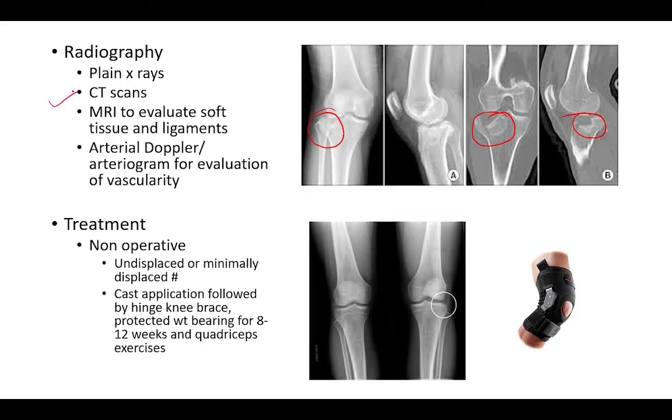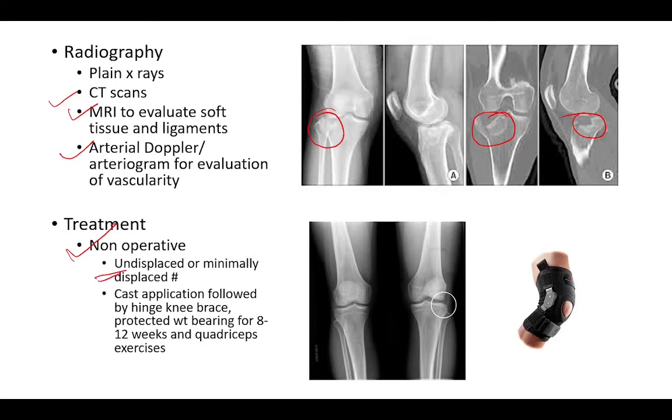CT scans are done to further delineate the bony injury and plan for surgery. An MRI of the knee is done to evaluate the soft tissue and ligaments. An arterial Doppler is done to evaluate the vascularity and any vascular injuries. Non-operative treatment can be done for undisplaced or minimally displaced fractures.